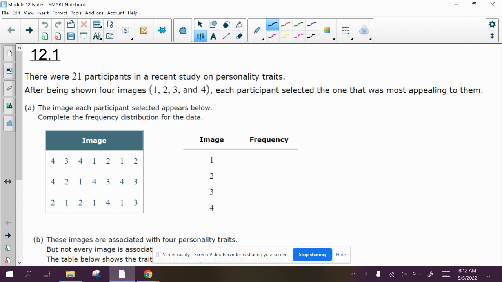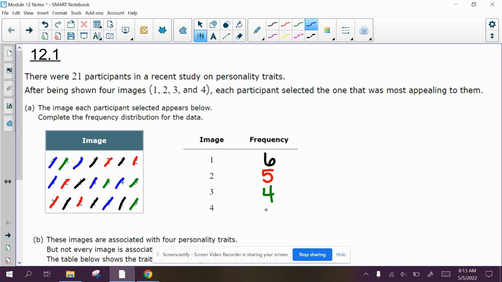So for this one, we're simply just going to count how many times it appears. So like the number 1 is 1, 2, 3, 4, 5, 6. The number 2 is 1, 2, 3, 4, 5. The number 3 is 1, 2, 3, 4. And the number 4 is 1, 2, 3, 4, 5, 6.